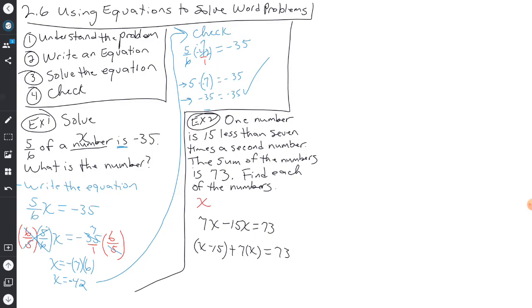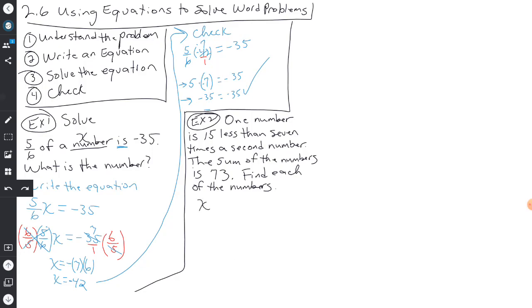Well, the one number is 15 less than 7 times the second number. So we know the second number is going to be 7x. Okay. Let's set both equal to 0 and do x minus 15 equals 0, and then 7x equals 0.